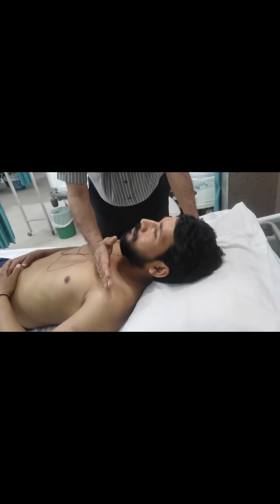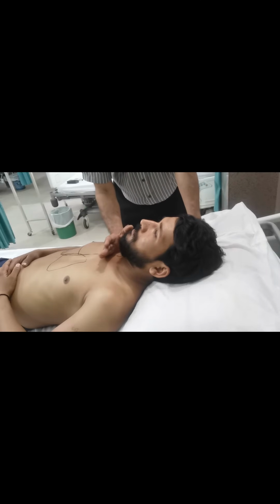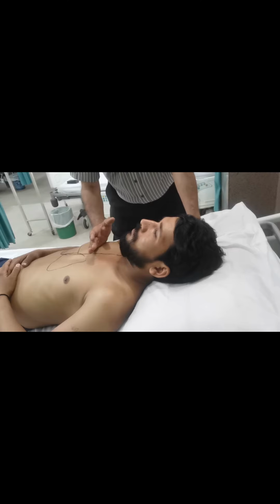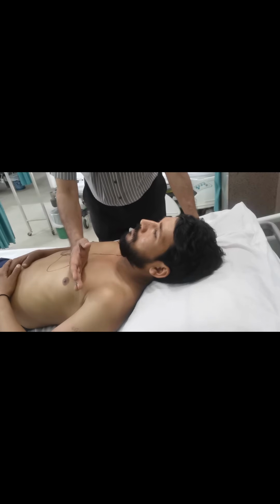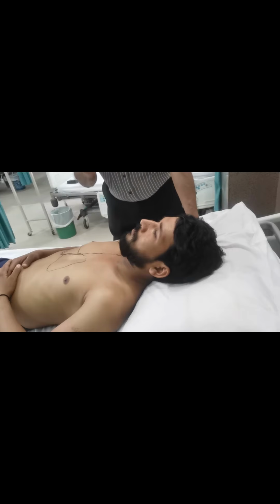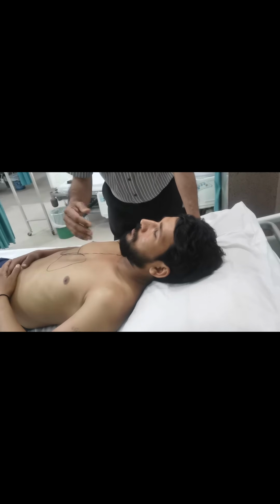So you ask the patient to say 99, 99, 99, and compare it with the other side. Come down, check it, compare it with the other side. And the voice should not be very loud. If the voice is low, then the difference will be more easily appreciated. After you have done the vocal fremitus over the anterior part, you check it on the lateral part as well.